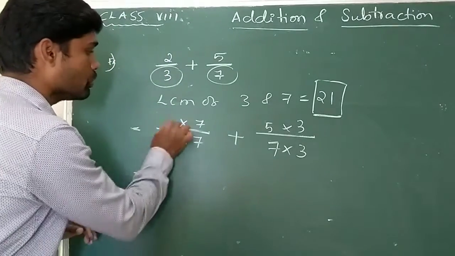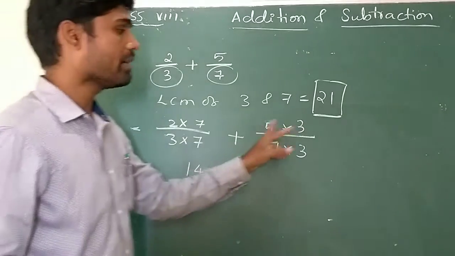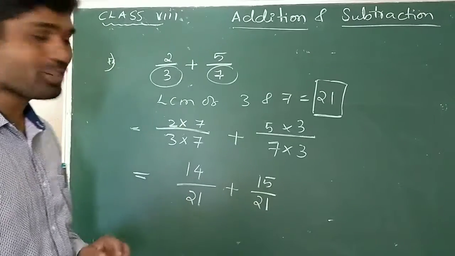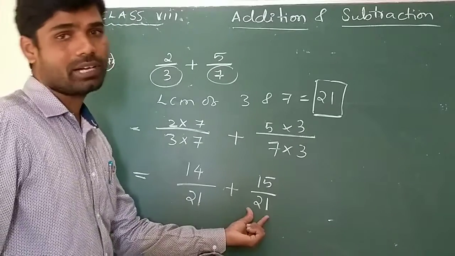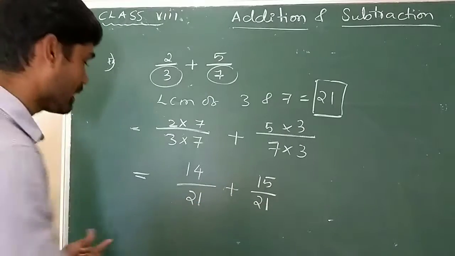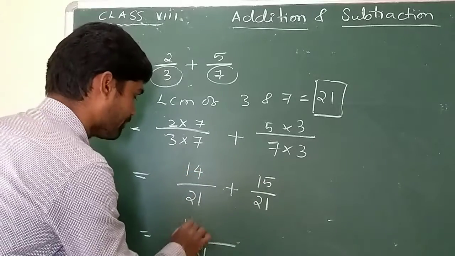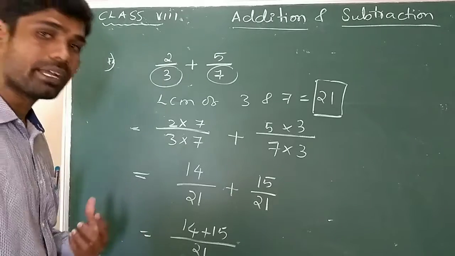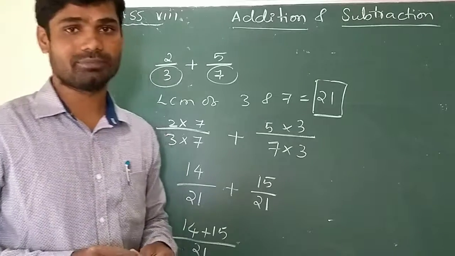Now 2 sevens are 14, so 14 by 21, plus 5 threes are 15, so 15 by 21. Now observe, both are like fractions: denominator 21, denominator 21. So now it is easy to add the numerators. The common denominator is 21, and 14 plus 15 is equal to 29. So 29 by 21 is the answer.